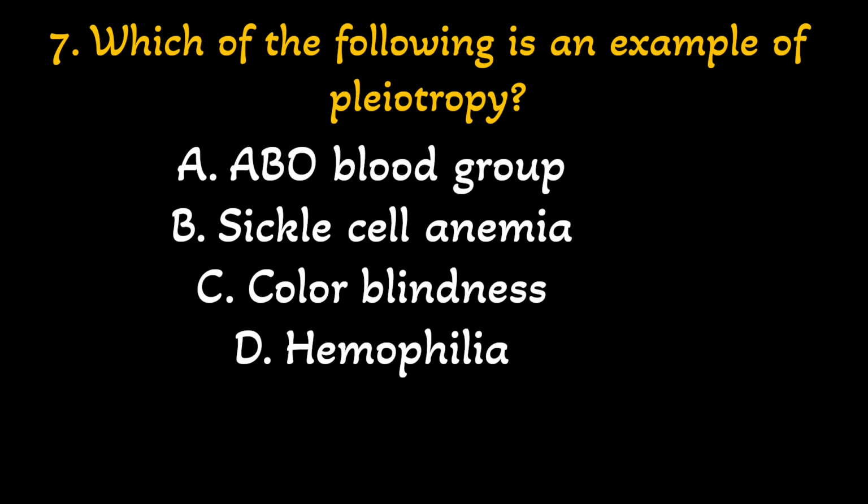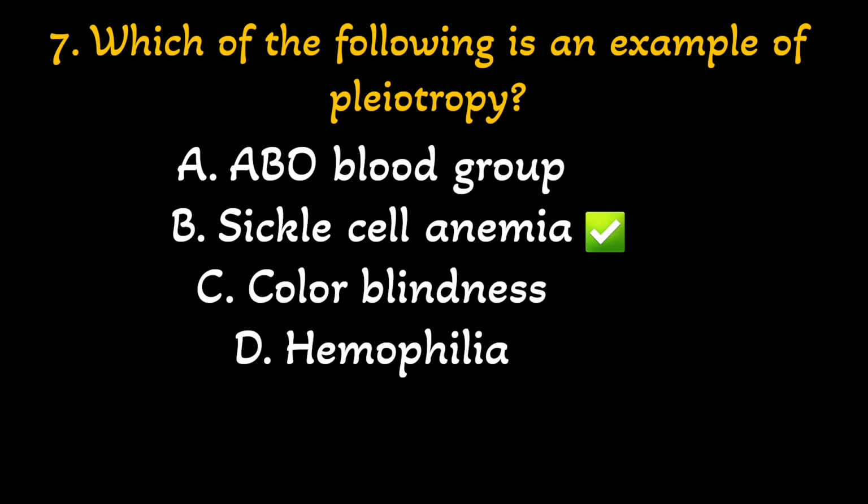Think of it. The correct answer for this question, students, is option B, that is sickle cell anemia. And why so? Because pleiotropy occurs when one gene affects multiple traits. So the sickle cell gene alters the RBC shape, causes anemia, and also provides resistance to malaria, demonstrating multiple phenotype effects from a single gene mutation. So option B represents the example of pleiotropy.